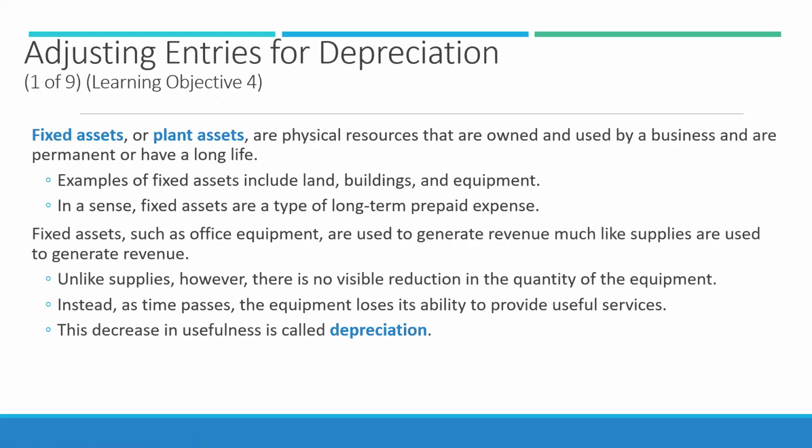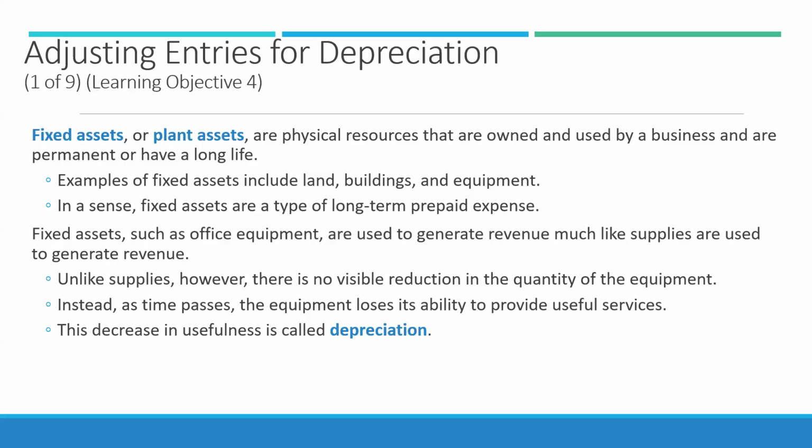Now, depreciation. Remember, we were talking about those assets that get used up and we have to report a way to show that use. Fixed assets or plant assets are physical resources that are owned and used by a business and have a long life. Examples can include land, building, equipment. They're basically a long-term prepaid expense. It's a resource that's going to last us a lot longer than one year of insurance, isn't it? Or one year's worth of supplies.